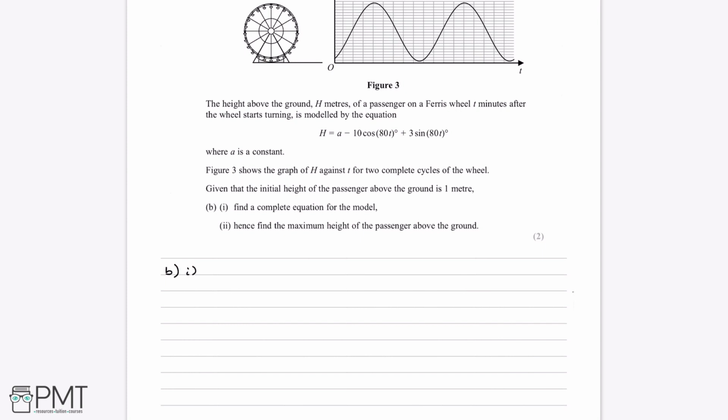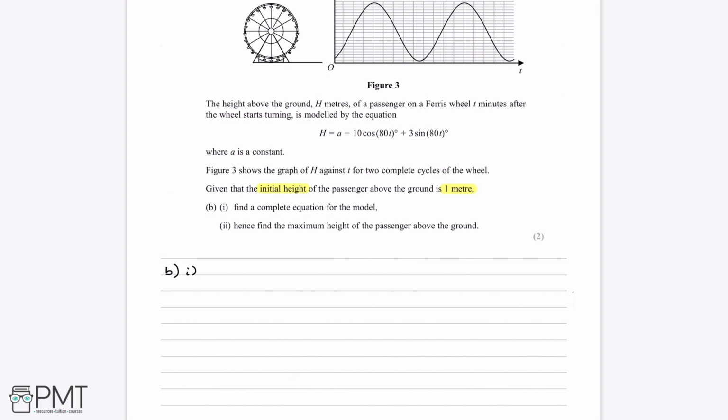Figure 3 shows the graph of h against t for 2 complete cycles of the wheel. Given that the initial height of the passenger above the ground is 1 metre, part BI is asking us to find a complete equation for the model. So the first thing we can do with the information we've been given is use the fact that we're told that the initial height is 1 metre. So initial height means when t is equal to 0.